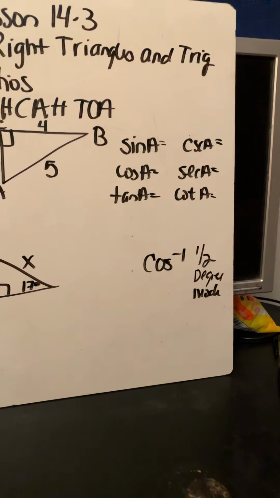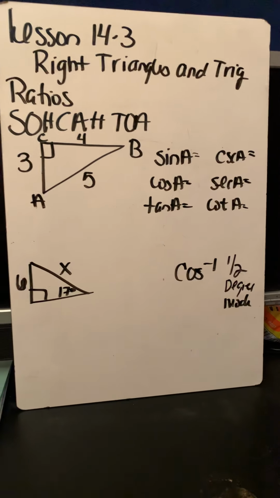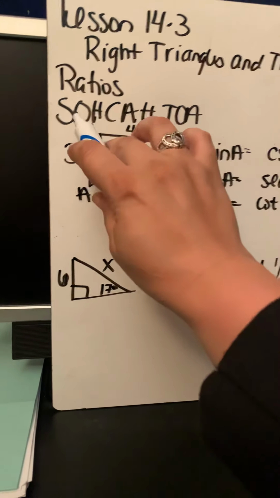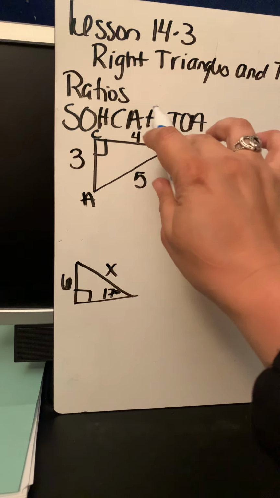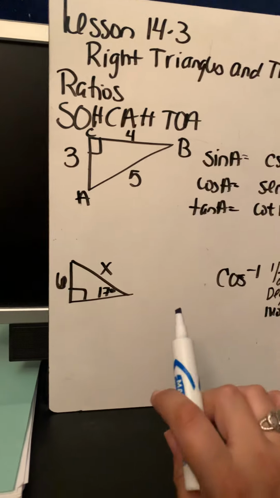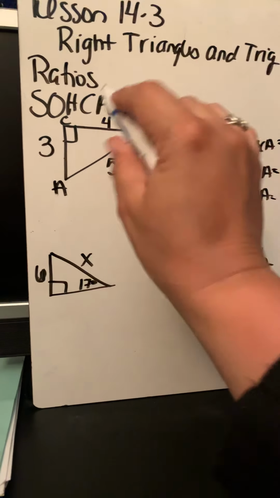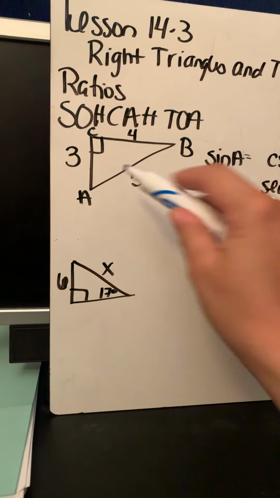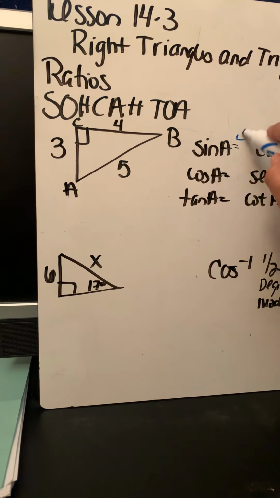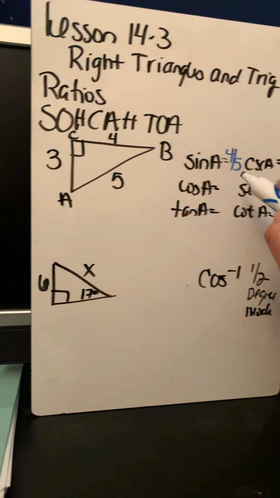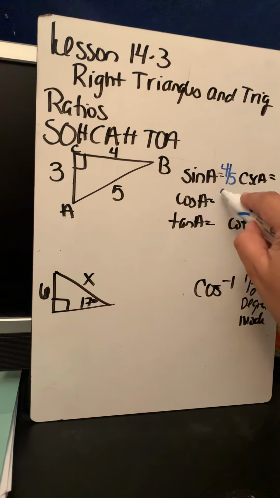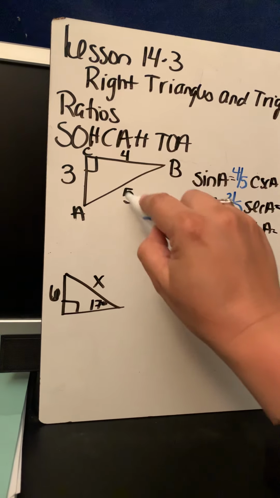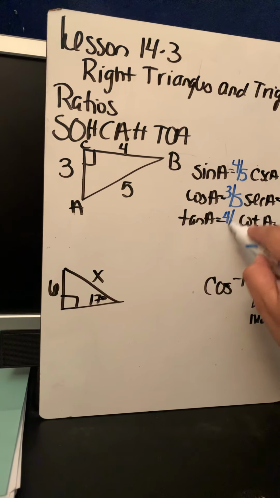So let's say I want to just find my ratios, and you're given your right triangle. Sine A. Sine is opposite over hypotenuse. Cosine is adjacent over hypotenuse. Tangent opposite over adjacent, just to review. So sine A would be opposite over hypotenuse, so this would be 4/5. Cosine adjacent over hypotenuse, 3/5. Tangent opposite over adjacent, 4/3.